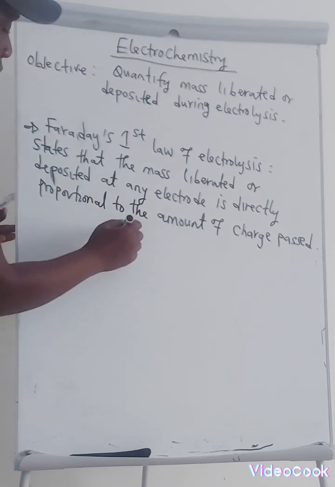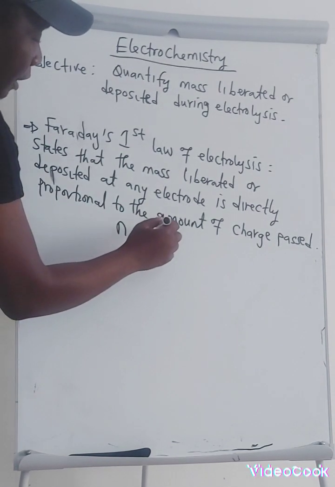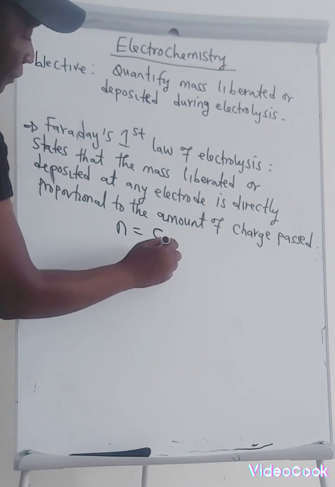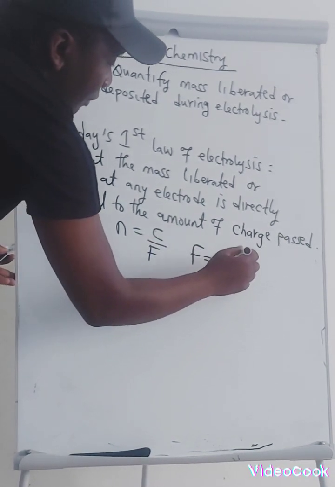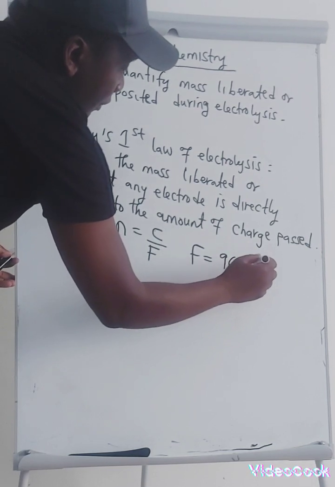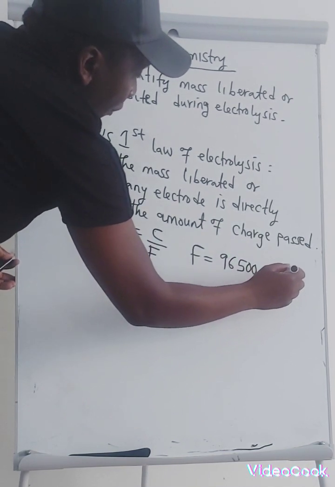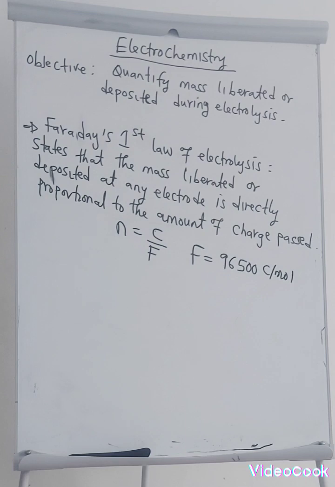Which is equal to n = coulombs over F. F is Faraday's constant, which is equivalent to 96,500 coulombs per mole. That is the charge of 1 mole of electrons.